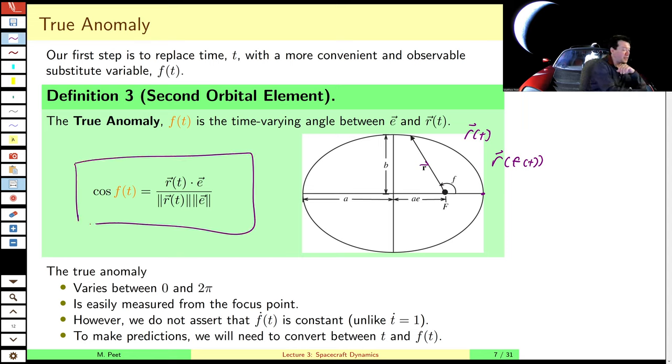We now are defining this second orbital element, which is true anomaly. It's not an invariant orbital element. It does change with time. It's the angle between the position vector and the eccentricity vector. Yeah, that's the definition using the law of cosines. So obviously this angle varies between 0 and 2 pi. It's measurable. If you're on the surface of this planet, you can measure this angle by just observing how much the position of the planet sweeps out as a function of time. You don't need to know the distance in order to find it. However, its rate of change is not constant.